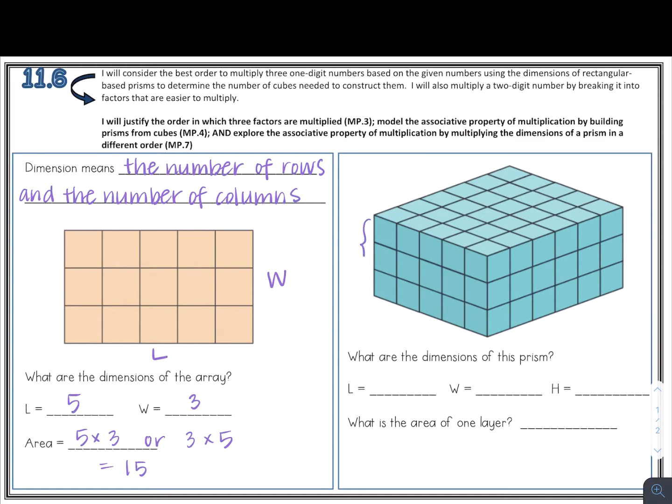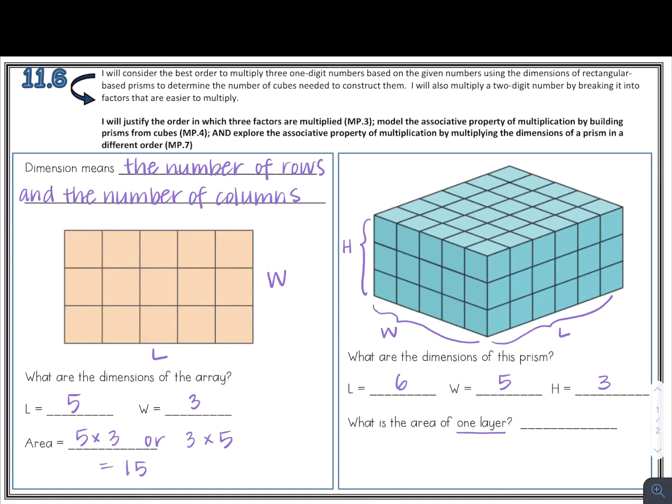Let's take a look at the rectangular prism. Let's go ahead and label that H for height, and then the length on that side and the width on this side. Okay. And let's fill it in. So the length is 6 blocks, the width is 5 blocks, and the height is 3 blocks. Now they are asking first, what is the area of one layer?